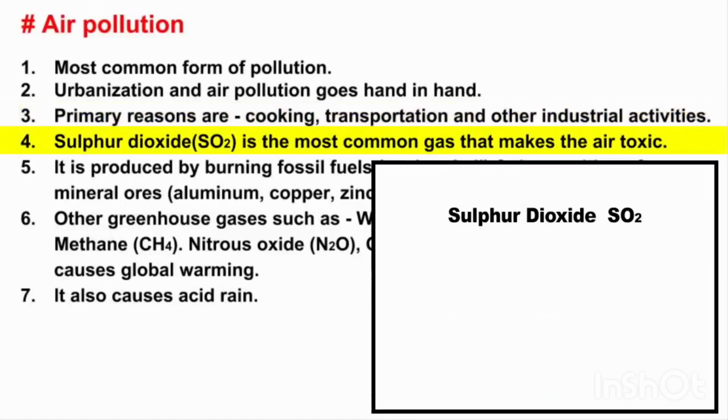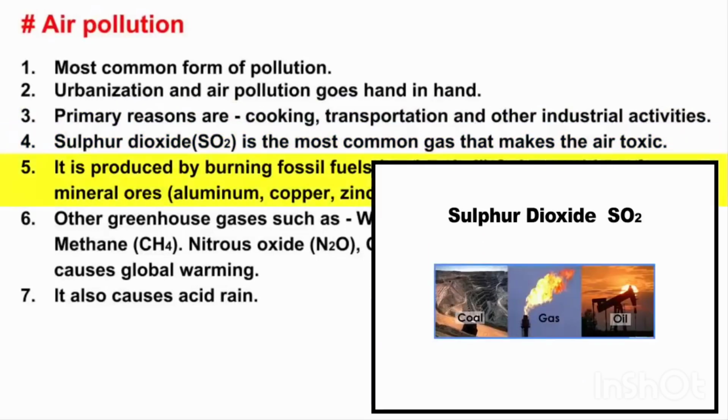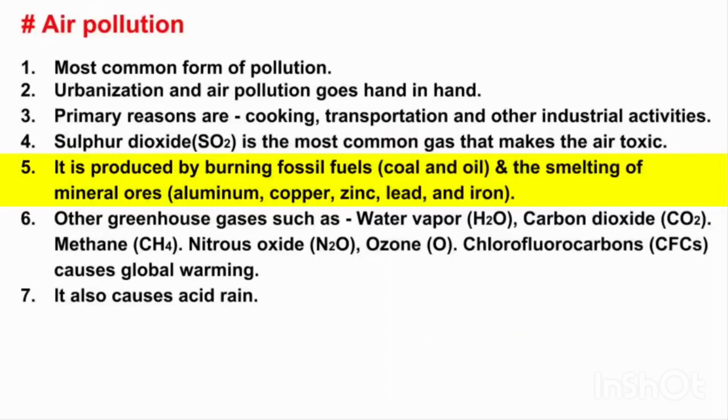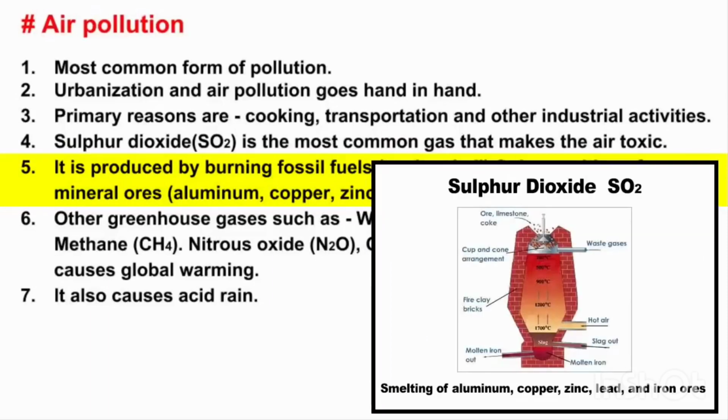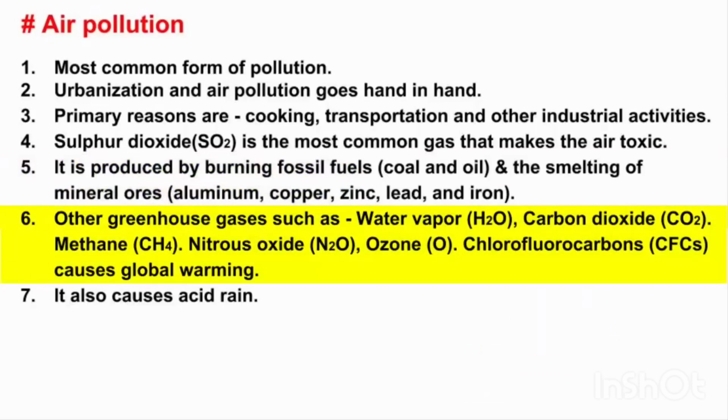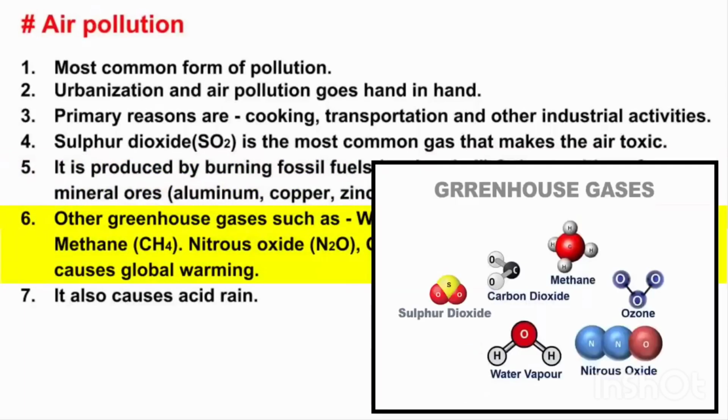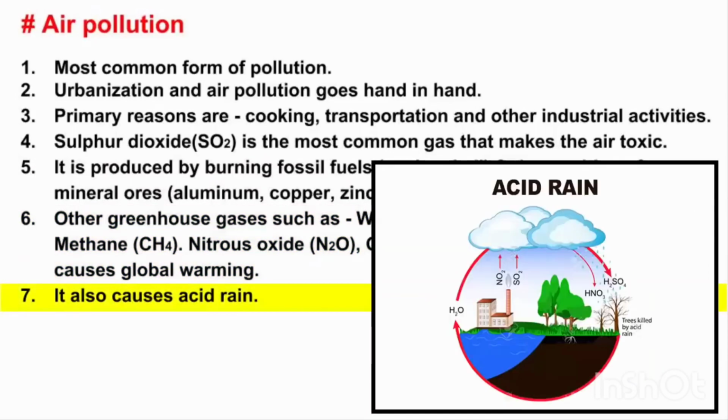Sulfur dioxide is the most common gas that is making the air toxic. It is produced from the burning of fossil fuels like coal and oil, and the smelting of mineral ores like aluminium, copper, zinc, lead, and iron. The release of sulfur dioxide and other greenhouse gases into air causes global warming and has capacity to cause acid rain.